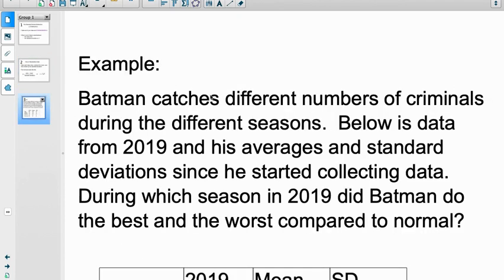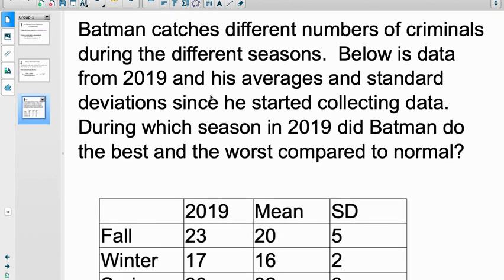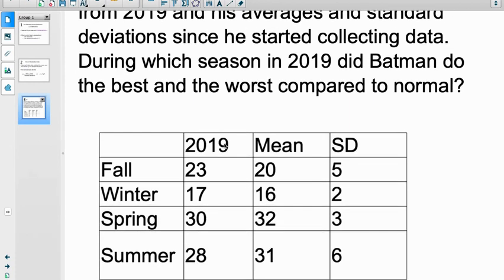So let's look at a little example. The example here is Batman catches different numbers of criminals during the different seasons. Below is the data from 2019, and then his averages and standard deviations since he started collecting data. We want to figure out during which season in 2019 did Batman do the best and the worst compared to all other times. So as you can see, in 2019, in fall he captured 23 criminals, in winter 17, in spring 30, and 28 in summer.